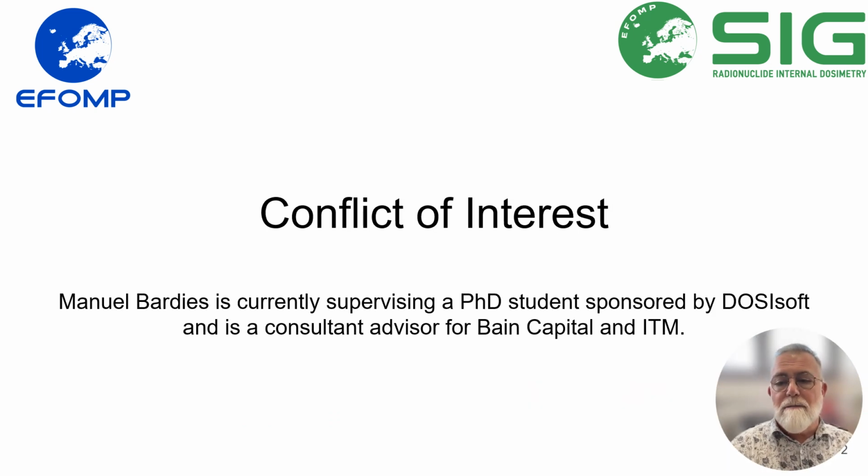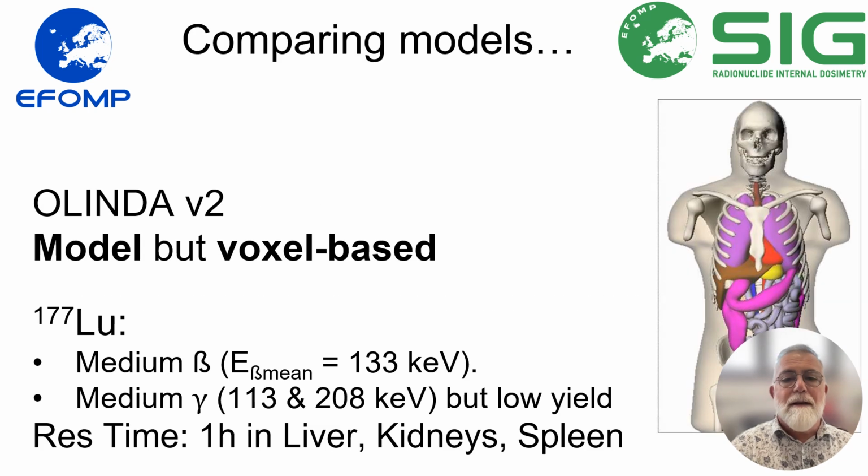So this is my declaration of interest, and we're going to compare model-based dosimetry. So the first example here is obtained with Olinda version 2. It's a model-based dosimetry, but as you can see here, the reference model is voxel-based. So a priori, it means it's a better definition of geometry, even though it's for a model rather than your patient.